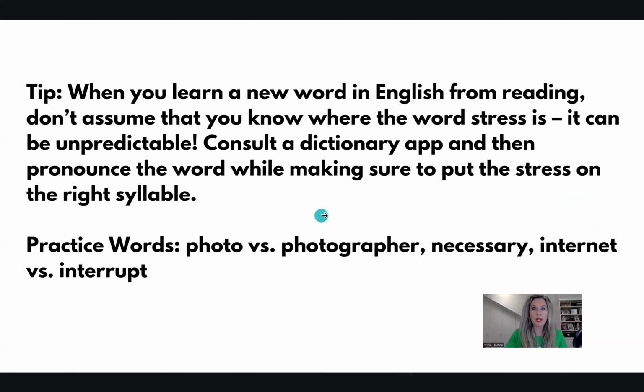When you learn a new word in English for reading, don't assume that you know where the word stress is. It can be unpredictable. Consult a dictionary app and then pronounce the word while making sure to put the stress on the right syllable. Photo, photographer. Photo, photographer. Necessary, necessary. Internet, internet. Interrupt, interrupt.